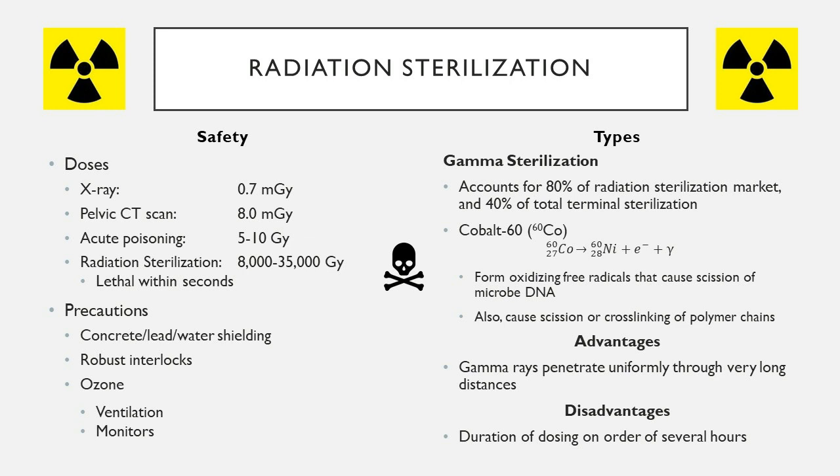Now, from a process standpoint, one of the biggest advantages of gamma sterilization is that gamma rays are incredibly powerful and can penetrate uniformly through very long distances. So you can have an odd-shaped device with uneven, non-uniform surfaces, and yet the gamma particles are going to penetrate and uniformly distribute themselves and kill microbes in all areas of the device. A processing disadvantage is that the dosing can take many hours to achieve, so it's not a quick one-and-done process.